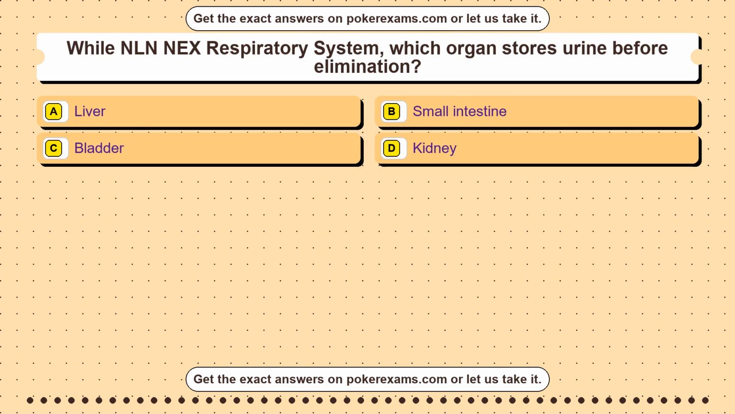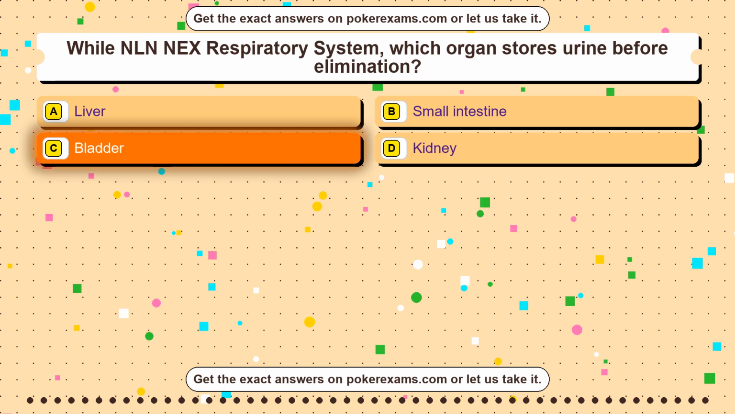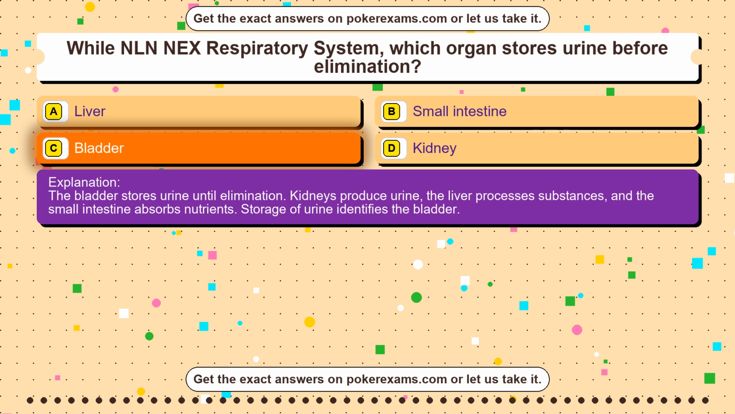Question 7. While GED reading comprehension practice, which operation undoes multiplication by 5? Option A, subtract 5. Option B, multiply by 10. Option C, divide by 5. Option D, add 5. The correct answer is option C. Division is the inverse of multiplication, so dividing by 5 undoes multiplying by 5. Adding or subtracting changes the value in a different way. Multiplying by 10 increases the effect rather than reversing it.